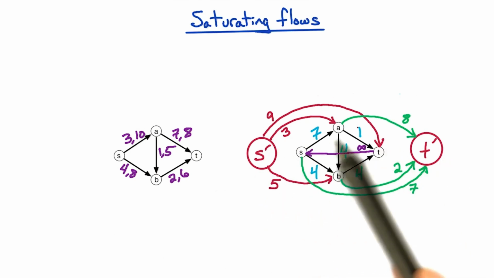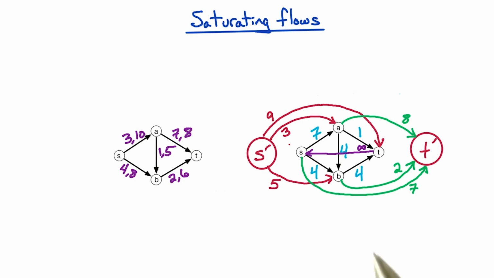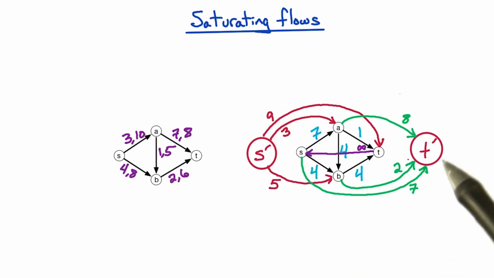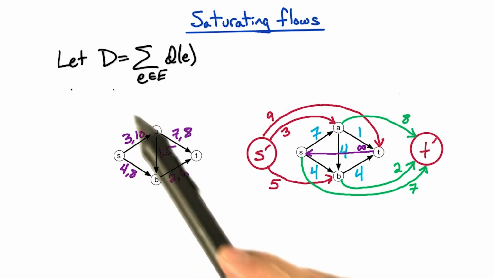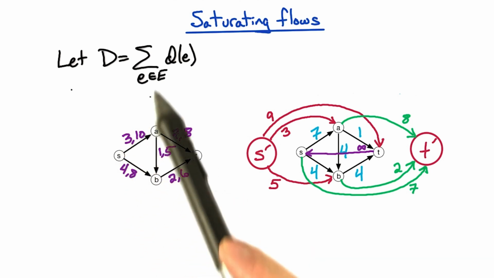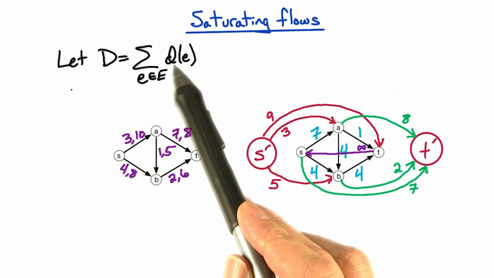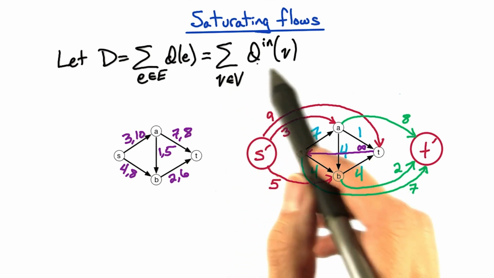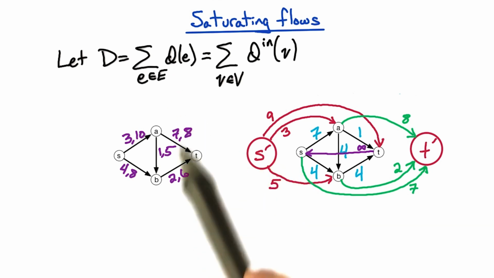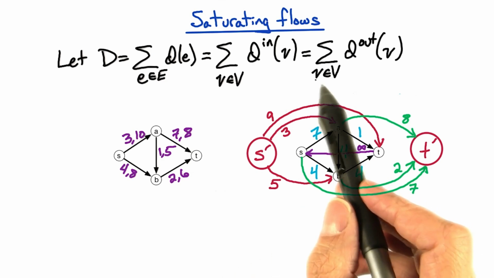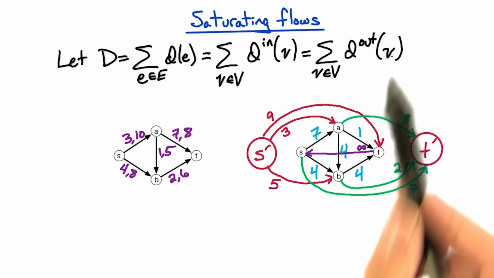Now let's take a look at this graph we constructed. What is the maximum flow size that can occur in this graph? Certainly it's upper bounded by the total capacity out of S prime, or the total capacity into T prime. Let's take a look at those quantities. Let capital D denote the total demand in this original network, G. So we're going to sum over edges in this original network of the demand along that edge. Notice this is the same as summing over the vertices of the total demand into the vertex, because every edge has one tail. And similarly, we can count from the head of the edge, so we can sum over vertices of the total demand out of each vertex.